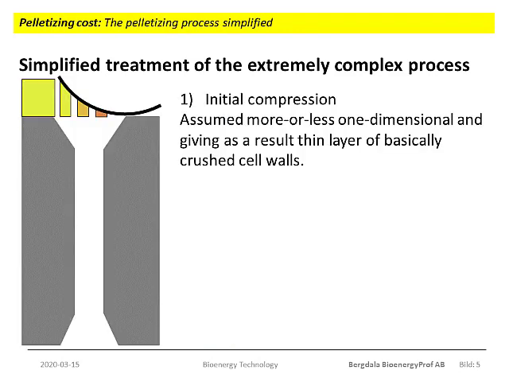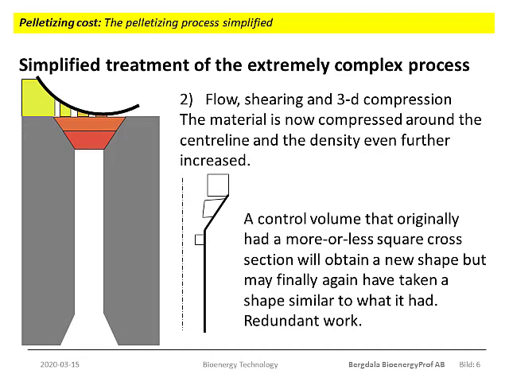For the first stage, it is assumed that the porous material undergoes an elastic compression, followed by the physical breaking of the cell walls. The cellular structure is broken and the material reoriented into a thin layer of, basically, cell wall fragments.